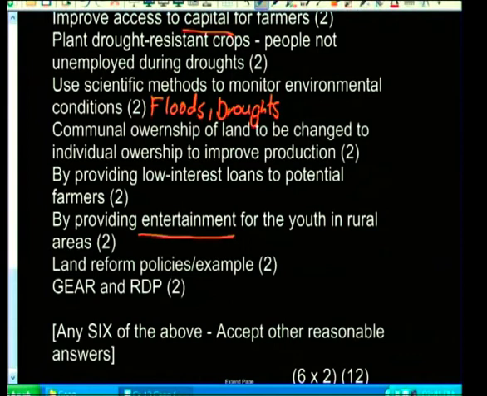And lastly, land reform policies, and the two examples that you study in matric are GEAR and the RDP, whereby they take previous land that was owned by others and they give that land to new people. Now, any 6 of those answers would get you your 12 marks for your paragraph question.